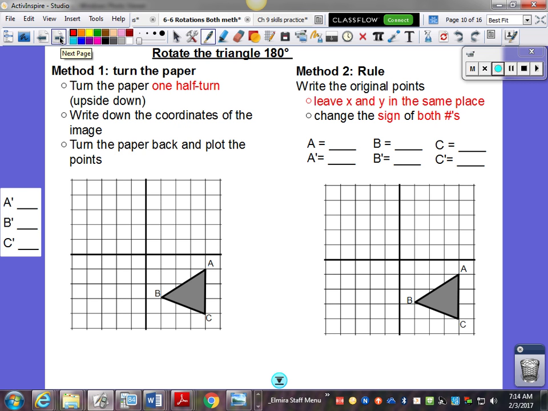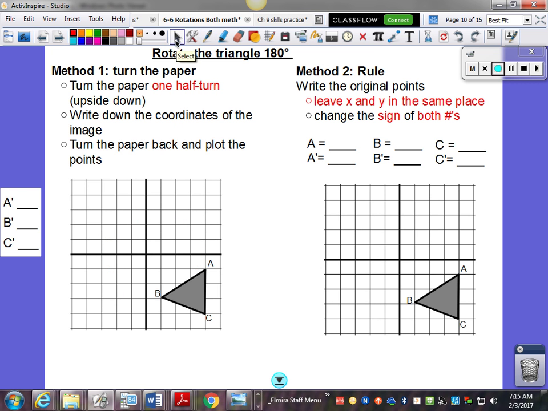All right, 180 degrees. This is kind of the easiest one. 180 degrees means that it's going to move 2 quadrants, and like I said before in the video, it's not counterclockwise or clockwise. It doesn't matter, because whether I'm going this way up to here or this way up to here, the triangle will land in the same place either way, so it doesn't really matter.